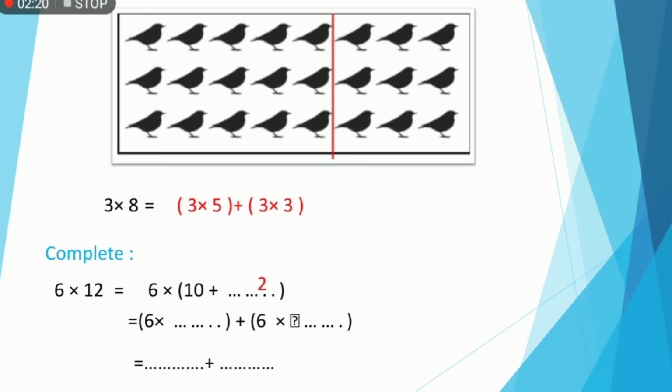Yes, and I will use the distributive property now. 6 one time times 10 and another time 6 times 2. The next one, 6 times 10 equals 60. Excellent, right? And 6 times 2 equals 12. The sign between them now is plus. 2 plus 0 equals 2 and 1 plus 6 equals 7. The answer will be 72.